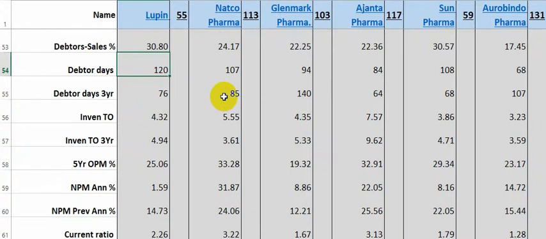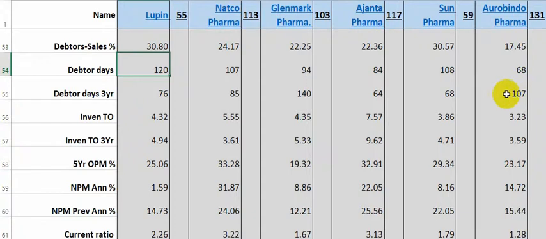Natco Pharma's debtor days 3 years back were 85 and have increased to 107. Glenmark has reduced from 140 days to 94 days. This is a good sign for Glenmark Pharma, which has started collecting at a faster rate from its customers. Ajanta Pharma's collection days have gone up from 64 to 84 days. Similar is the case for Sun Pharma, which has its collection days gone up from 68 to 108. We don't want to see these kinds of values above 90 days.